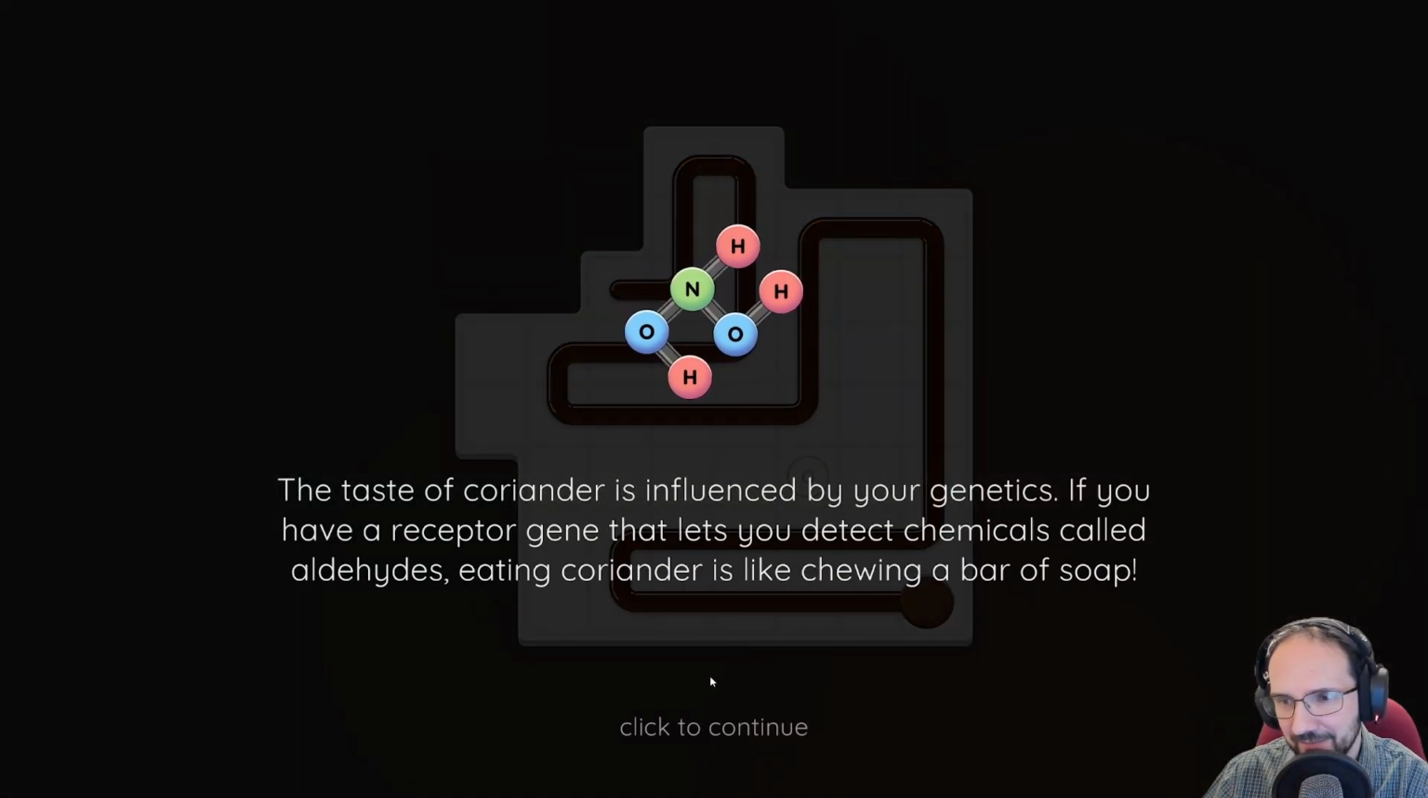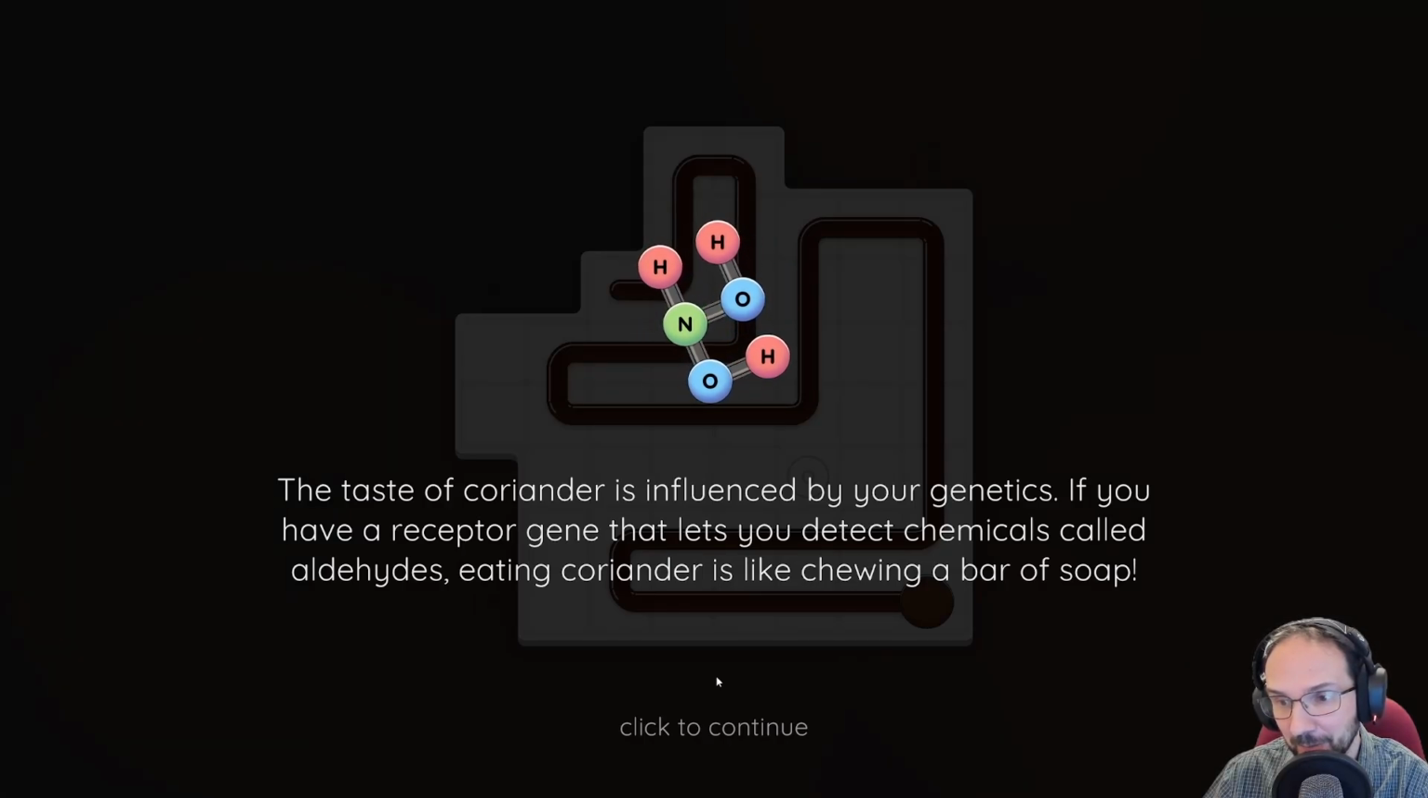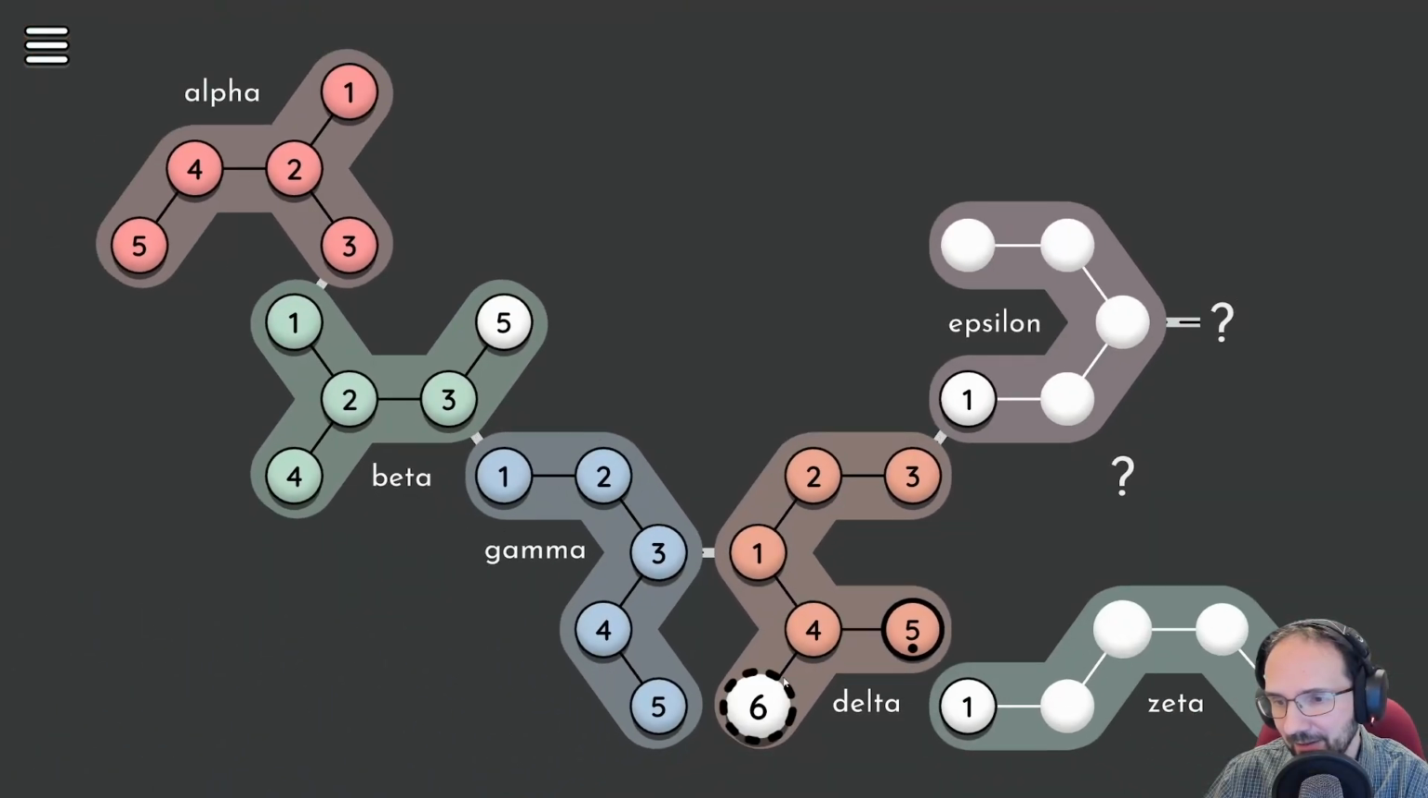The taste of coriander is influenced by your genetics. If you have a receptor gene that lets you detect chemicals called aldehydes, eating coriander is like chewing a bar of soap. Ah, well there you go, I never knew that.